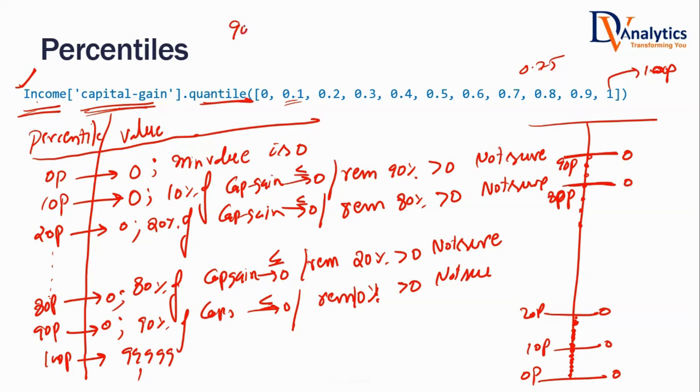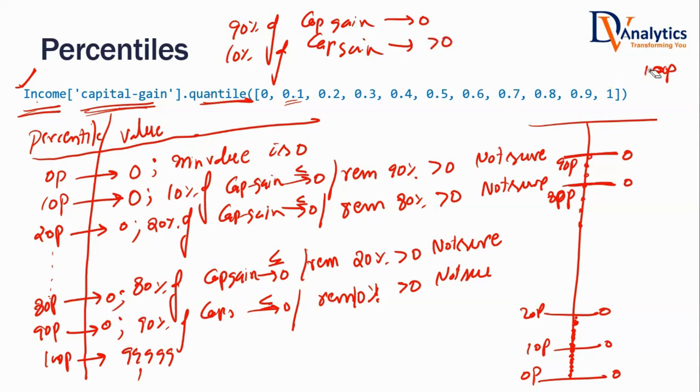So is it fair to conclude? Can I conclude 90% of capital gain is actually taking zeros, and 10% of capital gain is taking values greater than 0? Is that a fair conclusion? No, sir. Is the full 10% going greater than 0, 100% guaranteed? Can you give me that guarantee?